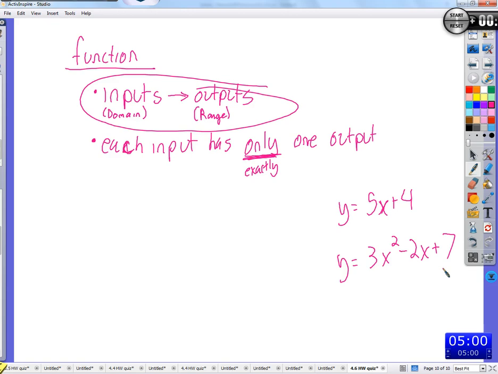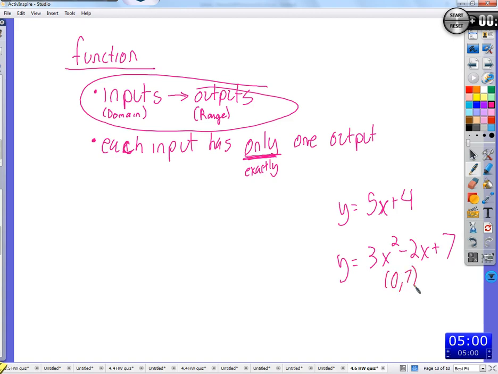In this one, if you put in, say, a 0, because it's going to be easy, 0 squared times 3 is 0 minus 0 plus 7. So you put in 0, what are you going to get out of this function when you put in 0? 7. Right? These two go away, they become 0s, you add 7, you get 7. Okay.